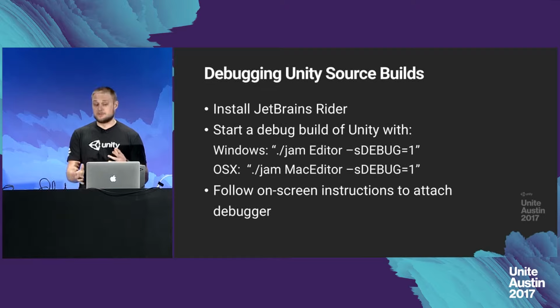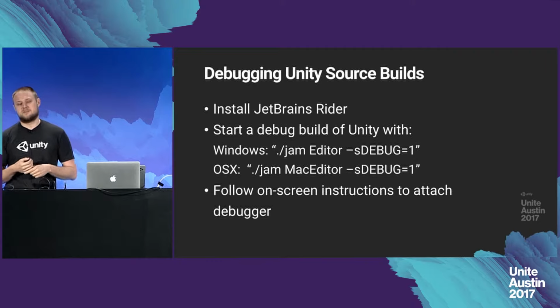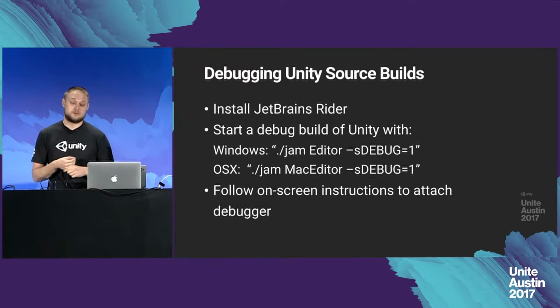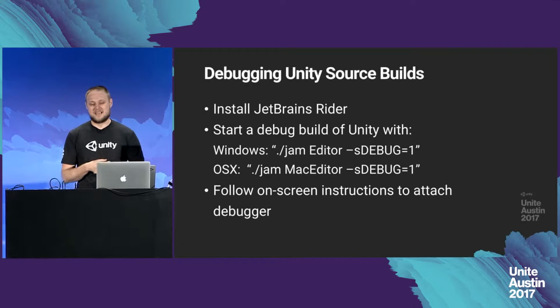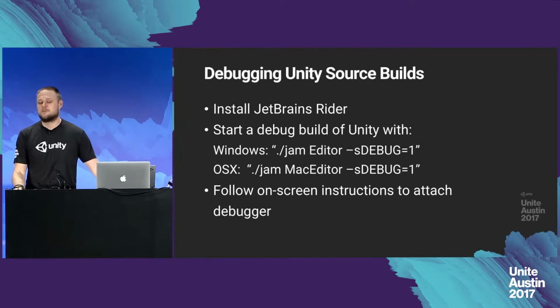OK, so how do you actually do it? The first thing you need to do is download and install JetBrains Rider. This is the managed debugger that we've built this tool for. It's right now the only debugger you can use to do this, so you need to install it. And then, as you saw in the last presentation, he showed off these different command line options. The -sDEBUG=1 is the one that you are looking for if you want to debug the build system. You're going to need to use the Jam entry point, as he mentioned, so ./jam instead of the Perl build script, which is the more generic entry point. And then, of course, editor.